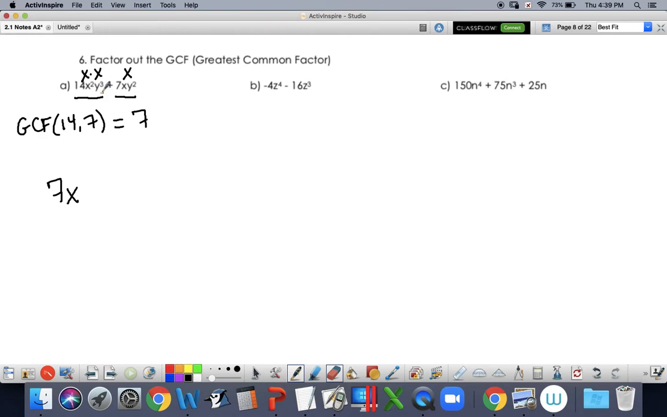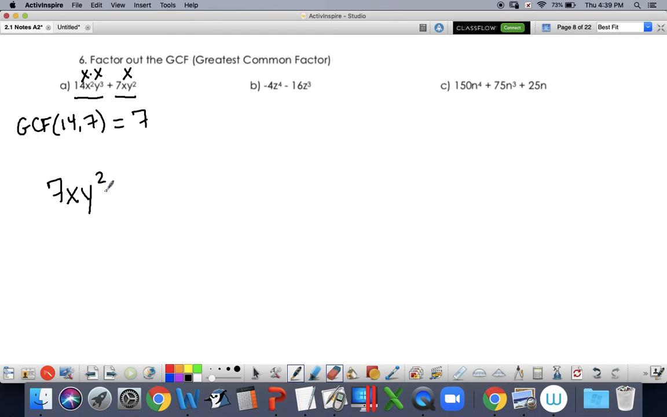Then I look at my y's. This term has 3 y's. This term has 2 y's. I always go with the lower exponent. So the greatest common factor between these two terms is 7xy squared.